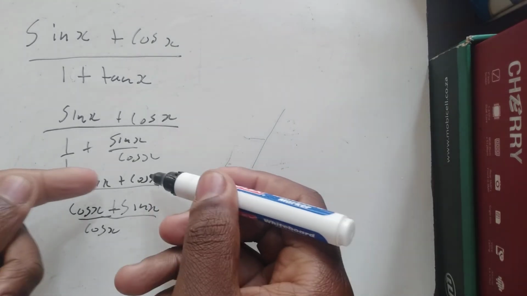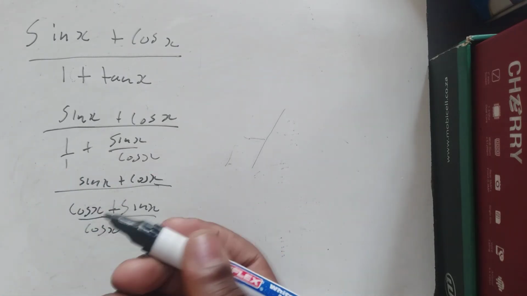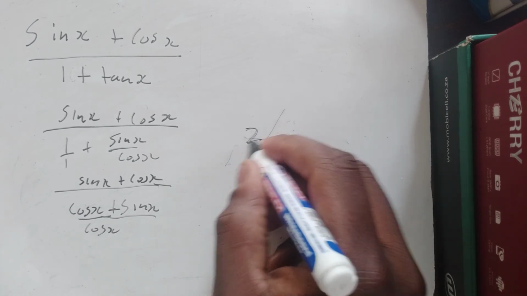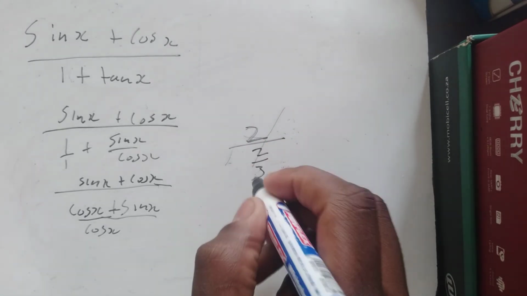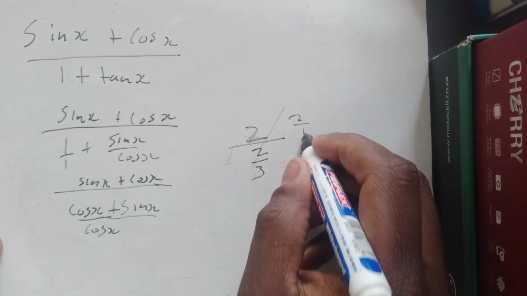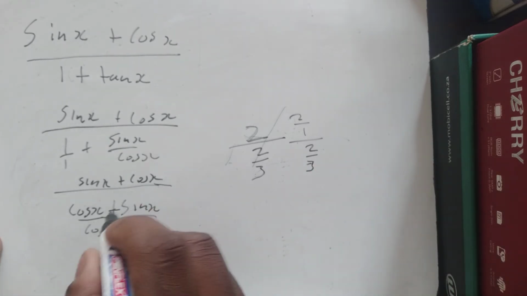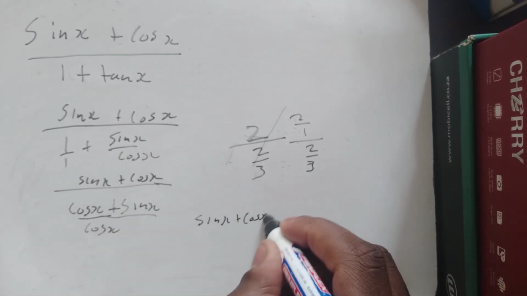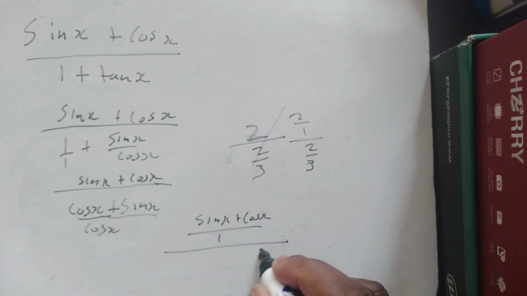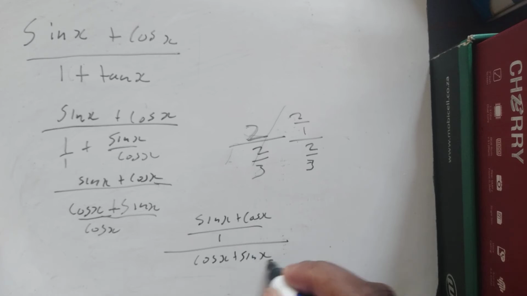So from here, now we have a number divided by a fraction, right? Of course it's not a number, but it looks like a number. For instance, it looks like 2 divided by 2 over 3. So remember what we do with that, the 2 is the same as 2 over 1, and then we have 2 over 3, so we just tip and times. We use that same method. So it's the same thing here. We'll say sine x plus cos x over 1, all divided by cos x plus sine x over cos x.